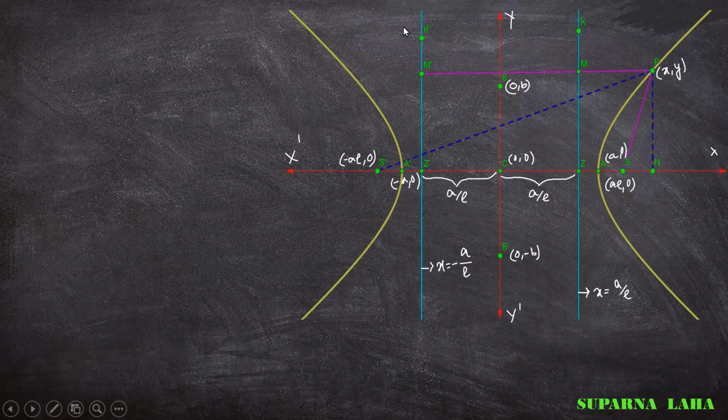So here are the values of CS and CZ, and if we draw the figure again, this distance is A by E, and from C to A this distance is A. So the coordinate of A is A comma 0, the coordinate of A dash is minus A comma 0, the coordinate of Z is A by E comma 0, and the equation of the line is x equals A by E. And the equation of this line Z dash K dash is x equals minus A by E.